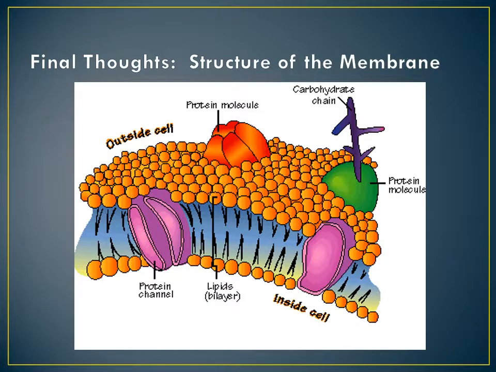So that is the structure of the membrane. Form determines function. We've got these phospholipids that are amphipathic, interacting with proteins, both of which may have carbohydrates. They're constantly shifting around, allowing some things into the cell and not others.